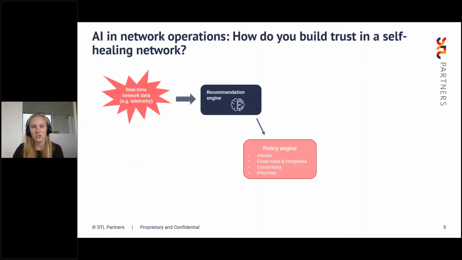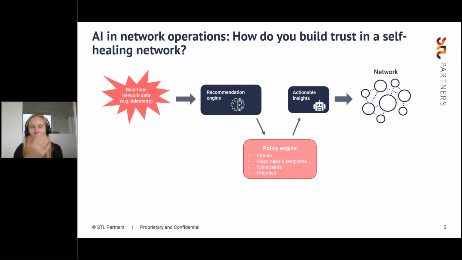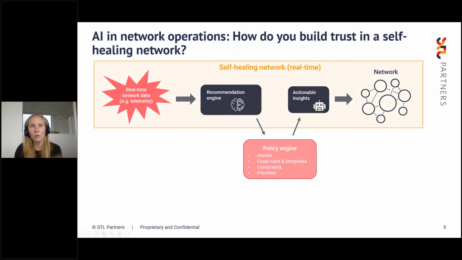That recommendation engine will go through a policy engine that may be powered by machine learning, which can help to identify potential issues and recommend the next best action based on the policies and the playbooks that have been set by the network operator. And that can then deliver those actionable insights, which are ideally also implemented in an automated fashion, so without human involvement. If you do all of this in real time, then you start to get something which looks like the self-healing network that everyone is talking about.